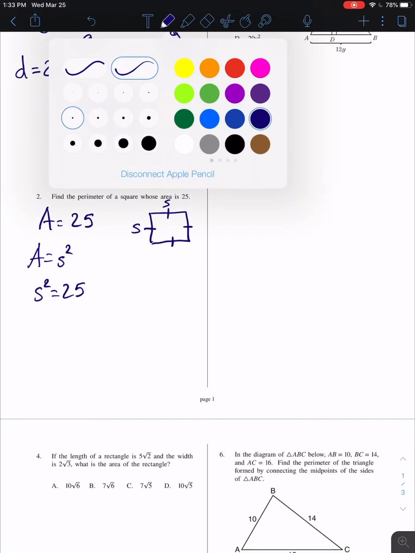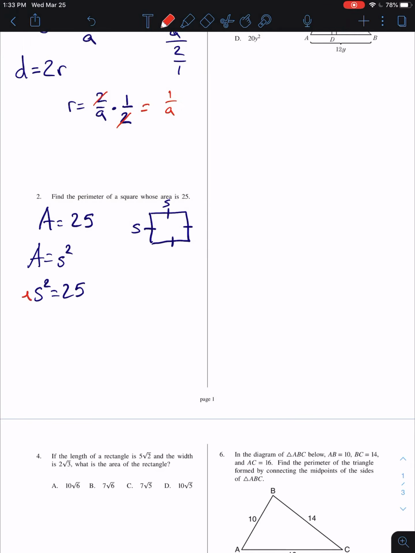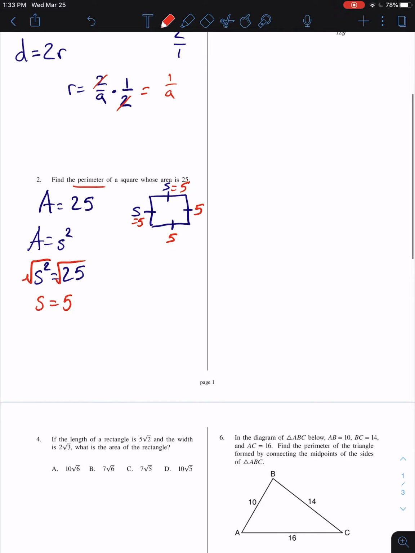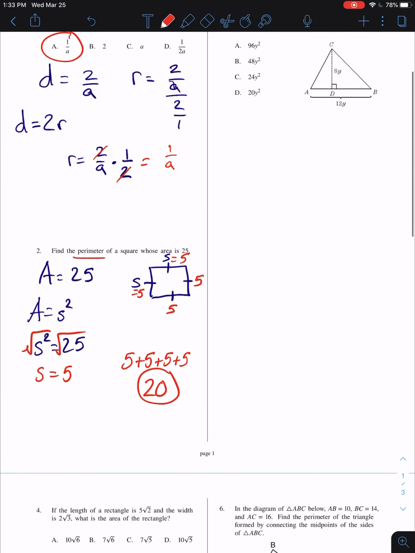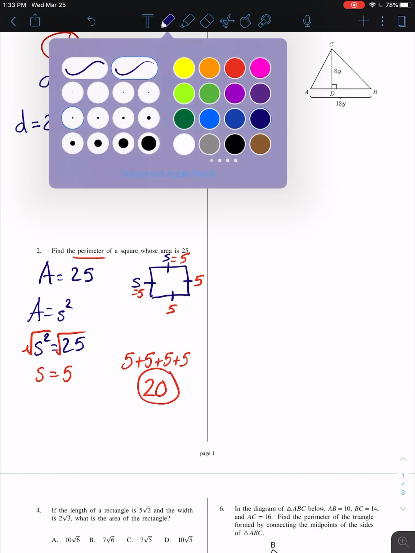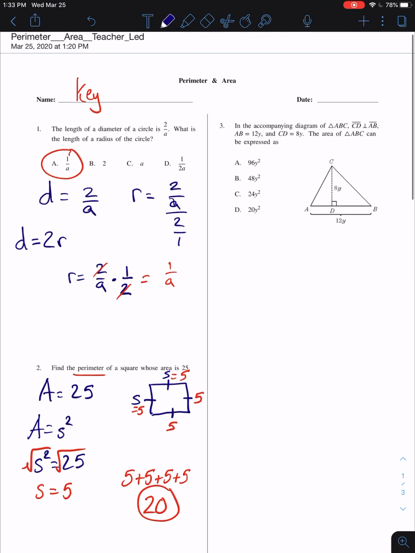Now I'm going to just use simple arithmetic. I'm going to take the square root of both sides. I'm going to get S is equal to 5. So now I know that each side is 5 in length. And so now that they're asking me for the perimeter, I could do 5 plus 5 plus 5 plus 5, and I can get 20 as my final answer for number 2. Okay, so again, it just comes down to what do you know about that shape.